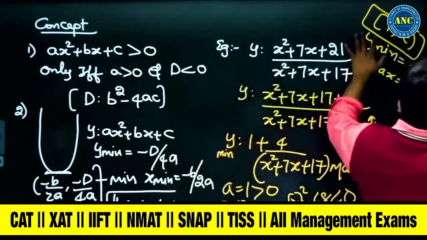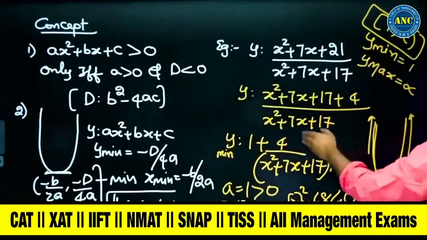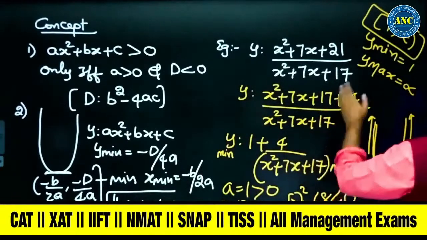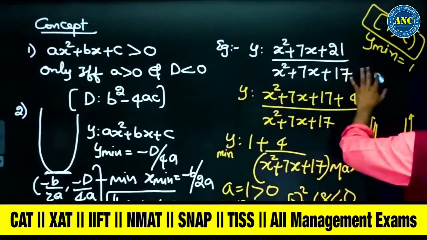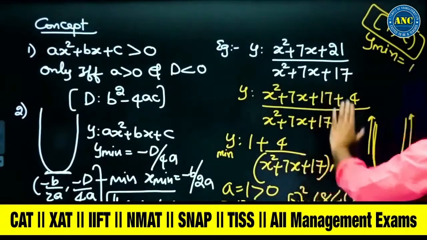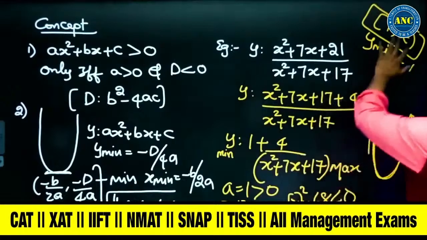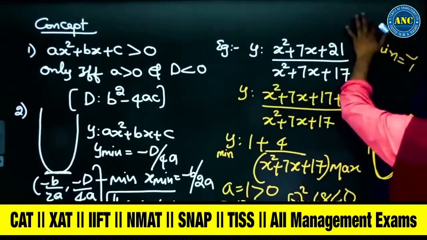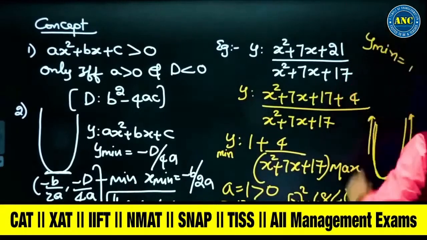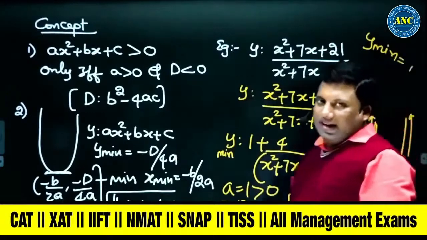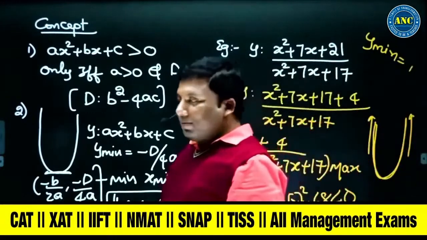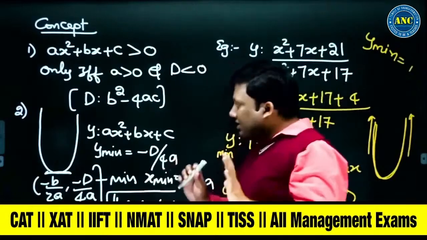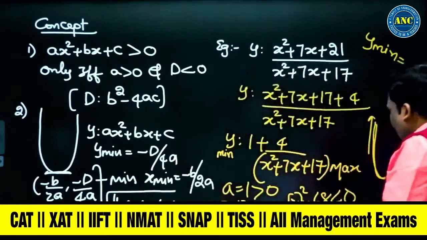Here, if it is 1 by infinite, and he is asking for y minimum, this maximum will show that y minimum will be 1. I hope the idea is clear. We will restrict ourselves to minimum. Same question, we will solve it here.